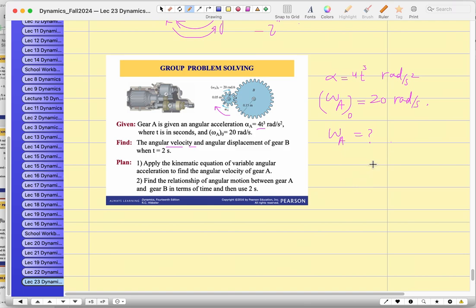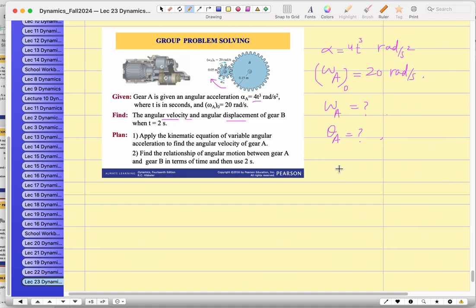So you have to find out the angular velocity. That's easy. And the angular displacement theta A after 2 seconds. So let's do this. It's not difficult.